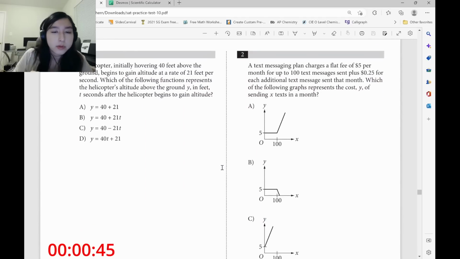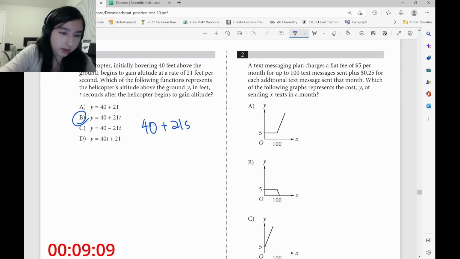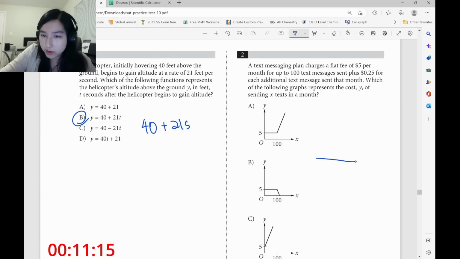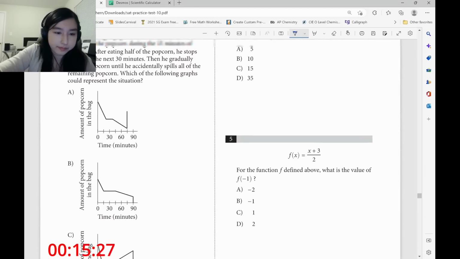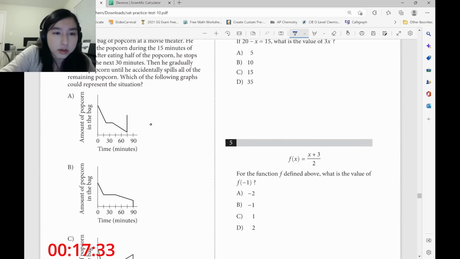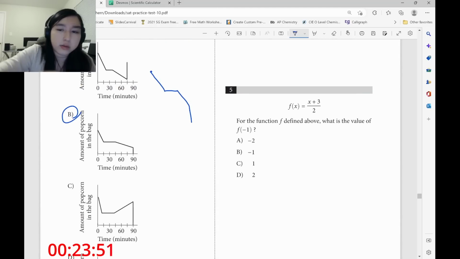Let's go. Pen. 40 feet. Starts at 40 feet. Gains 21 feet per second. That's going to be B. Alright. Flat fee, and then increases up. It's going to be A. Half the popcorn. Stops. Eats. Spill. It's going to be B.